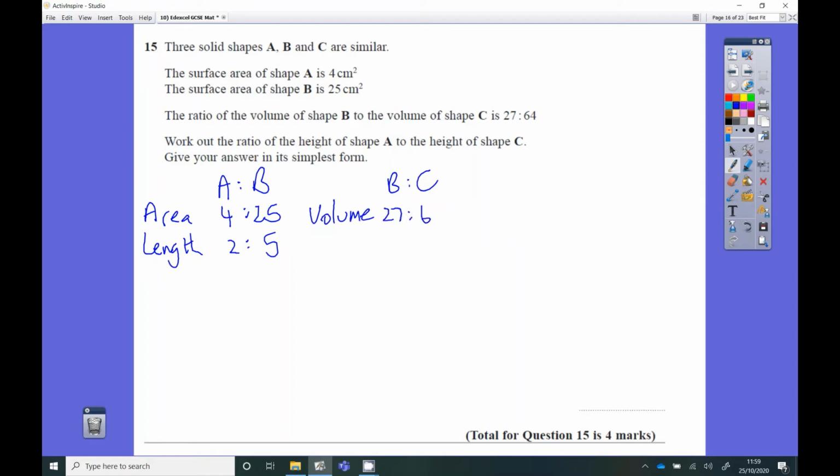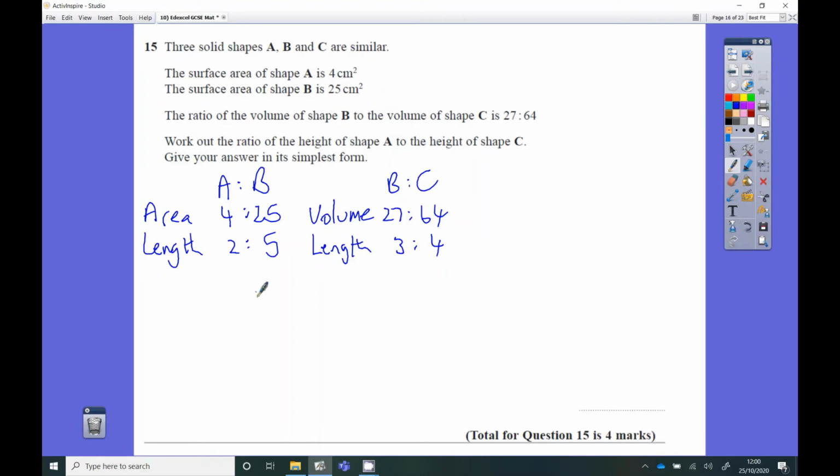Now how do we move between the volume ratio and the length ratio? Well, the first is 3-dimensional, the second is 1-dimensional. So to go from length to volume, you cube. To go from volume to length, you cube root. Cube root of 27 is 3. Cube root of 64 is 4. So we now have comparable length ratios between A, B and C.